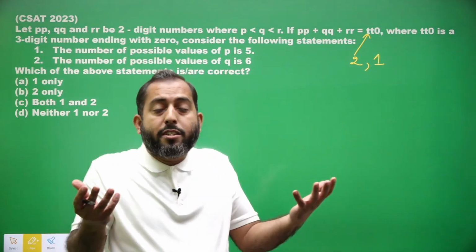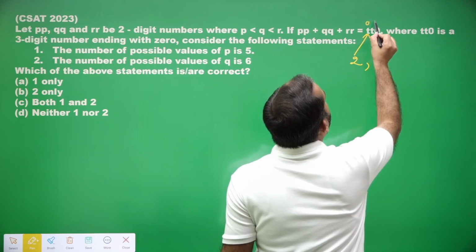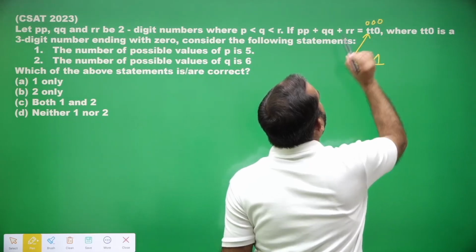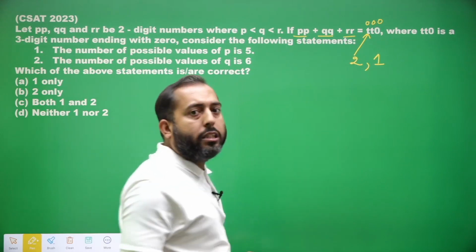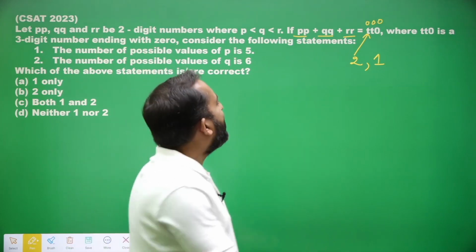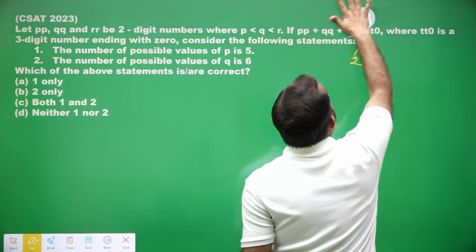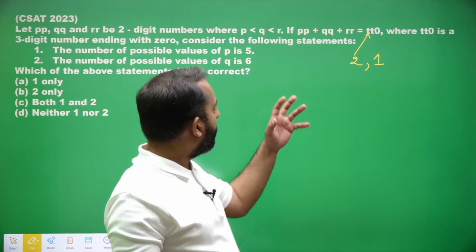Now you can ask me, sir, why not 0? If you consider T to be equal to 0, then the result is 000. How come you are adding 3 2-digit numbers and your result is 0? So the minimum value of T can be 1 and the maximum value of T can be 2.